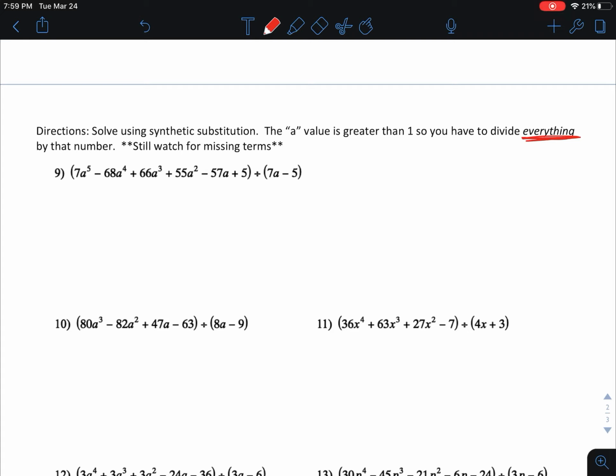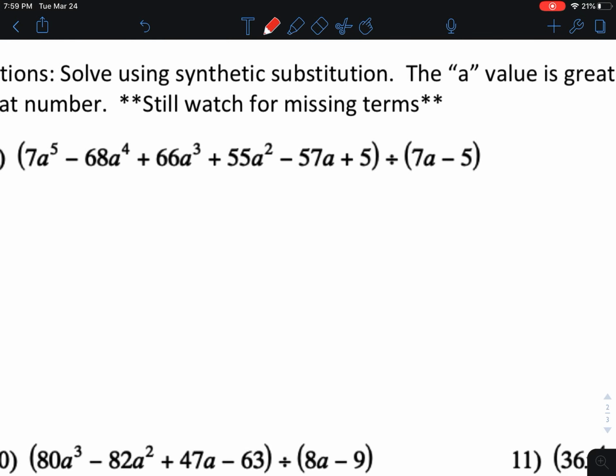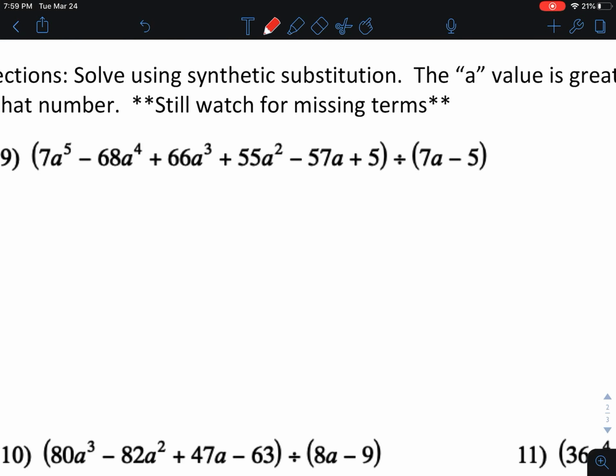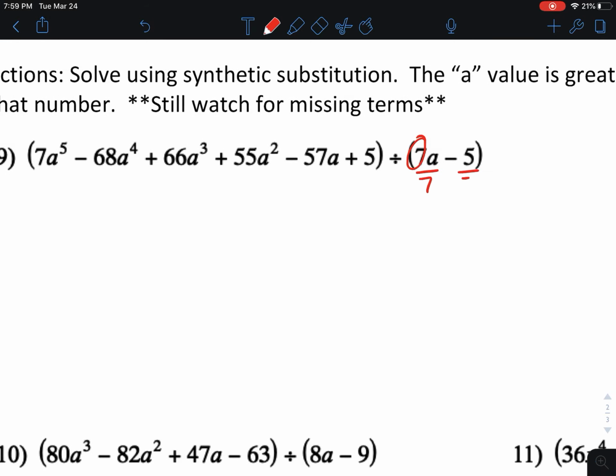If we look at our problem here, we have a number in front of our letter now. So this is our a value. It's greater than 1, so we have to divide everything that we see by 7, because we've got to get rid of that 7. So we're going to divide everything by 7. That's going to create some crazy fractions, and it's okay.